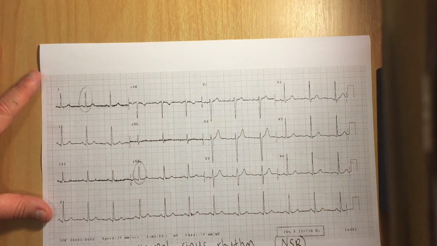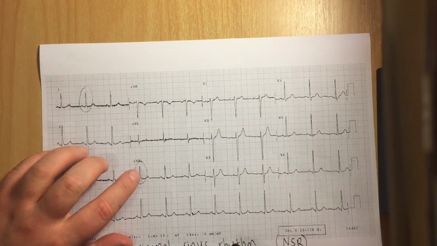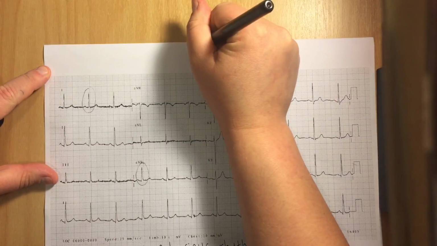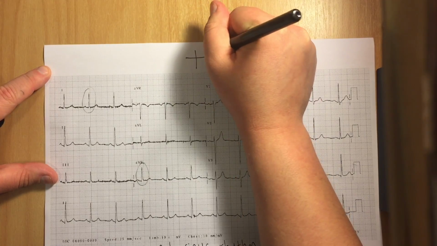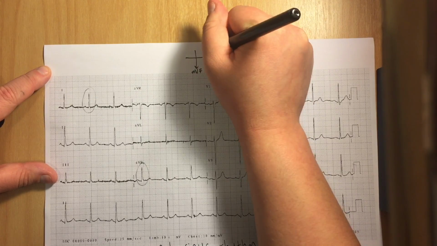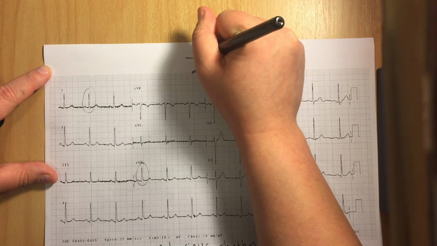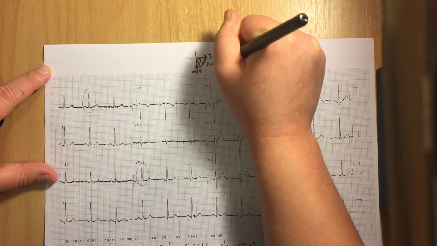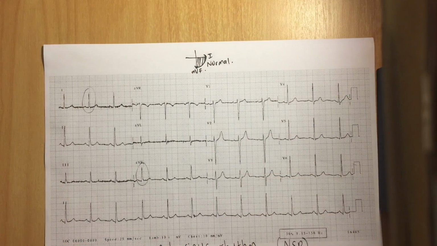So having a look at it now, we've got lead 1, which is positive. We've got AVF, which is positive. Drawing it out again, 1, AVF. It's going that way, it's going that way. So this ECG has got a normal cardiac axis.